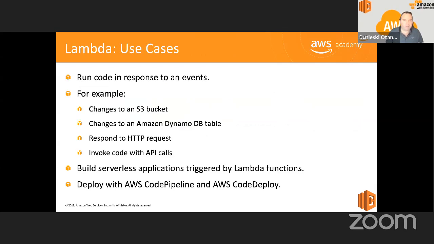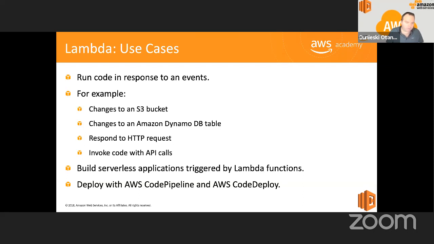Lambda use cases. When do we use Lambda? For example, when you want to do something like change a file, upload a file, or remove a file in an S3 bucket, or change an Amazon DynamoDB table. By the way, DynamoDB is also serverless and is used in serverless architectures. You also respond to HTTP requests, and you invoke the code with API calls.